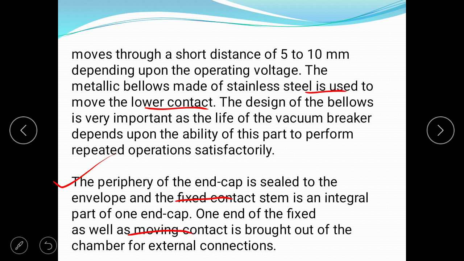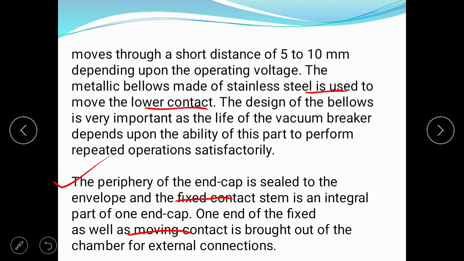Next advantage is very high power frequency and impulse withstand voltage with small contact spacing, allowing ease of operation and timing. It means in a vacuum circuit breaker the contacts of the circuit breaker are moved only a small distance, which may cause a high insulating medium or infinite resistance between the contact gaps, which eliminates the arcing.